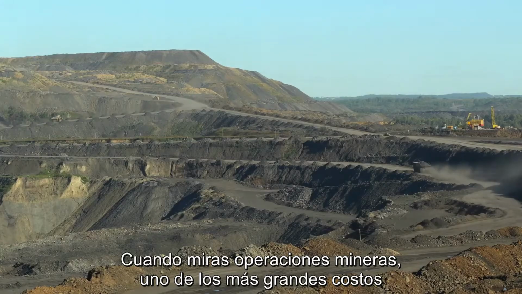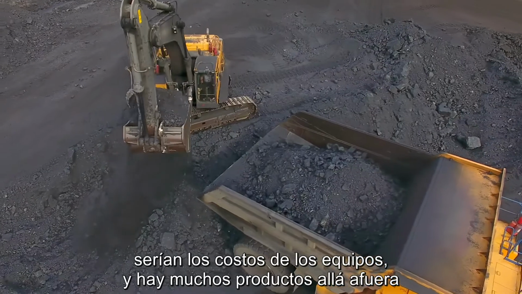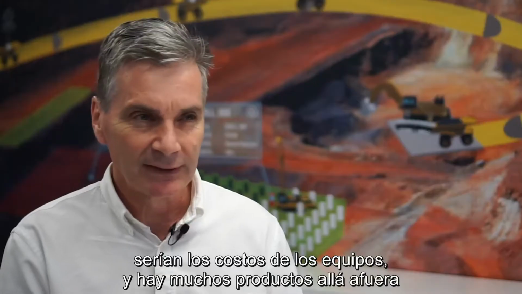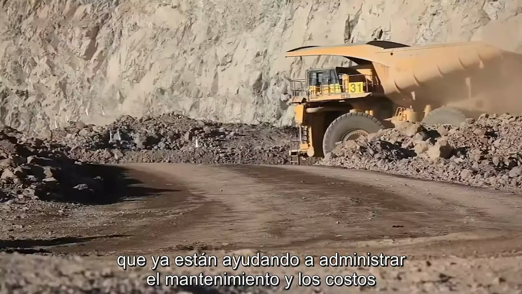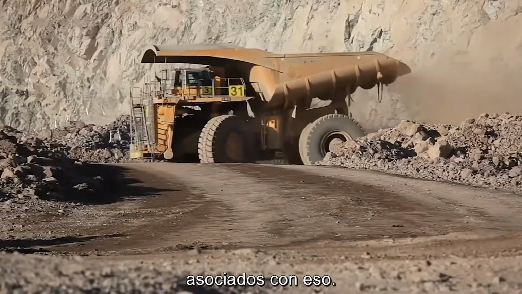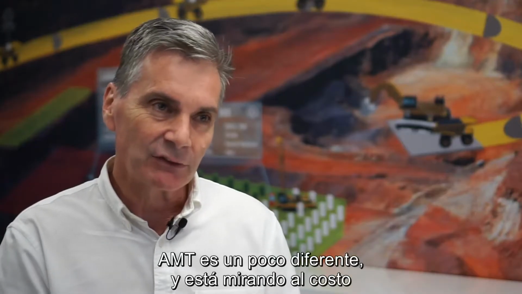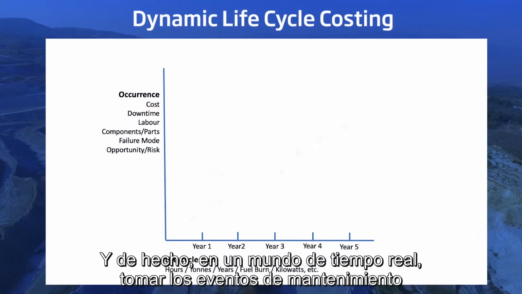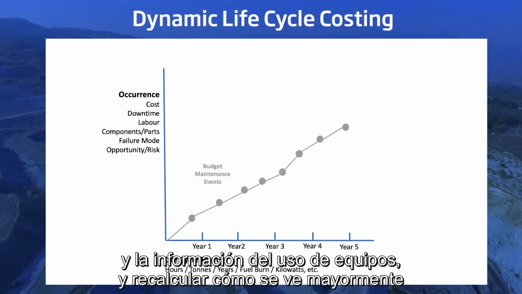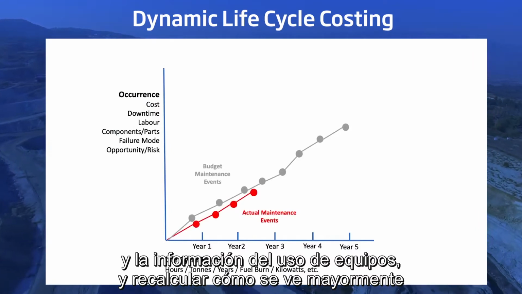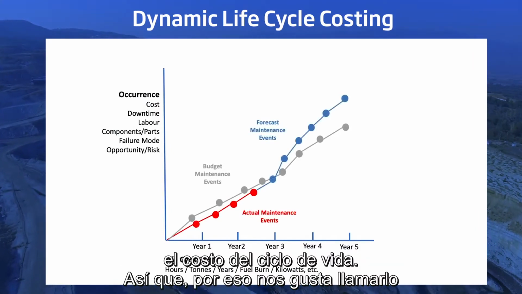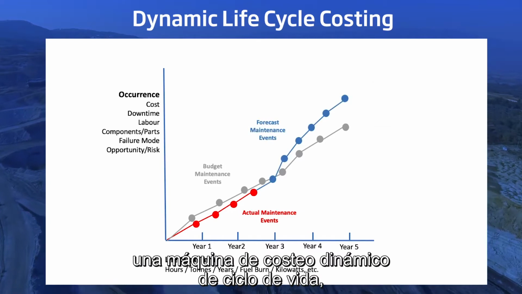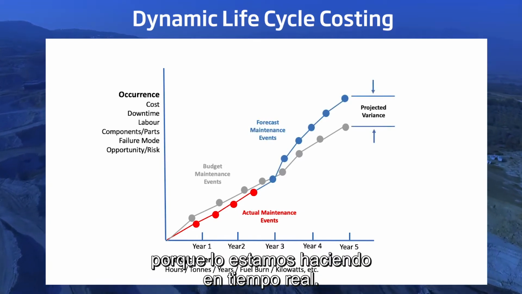When you look at a mining operation, one of the largest costs will be equipment costs. And there are a lot of products out there already that help them manage the maintenance and the costs associated with that. AMT is a little bit different in that it's looking at the complete life cycle costs. And in fact, in a real-time world, taking maintenance events and equipment usage information and recalculating what those life cycle costs look like. So that's why we like to call it a dynamic life cycle costing engine, because we are doing that in real time.